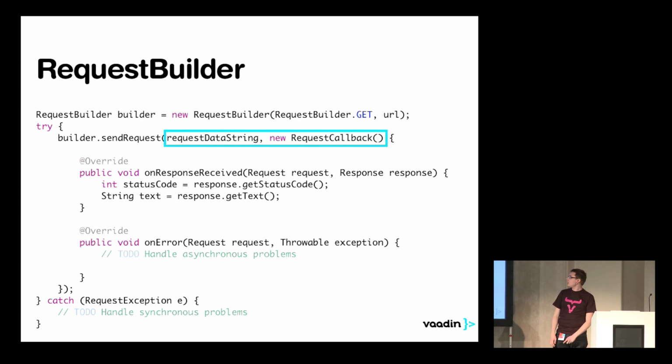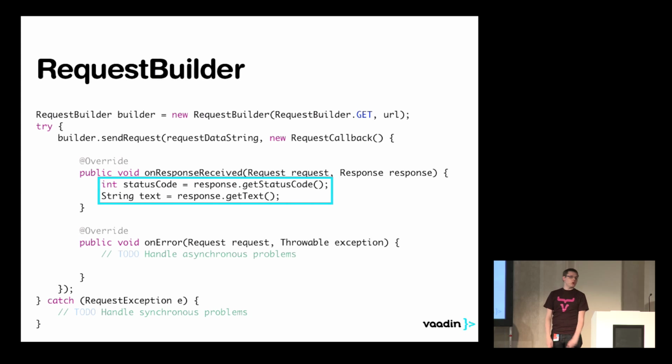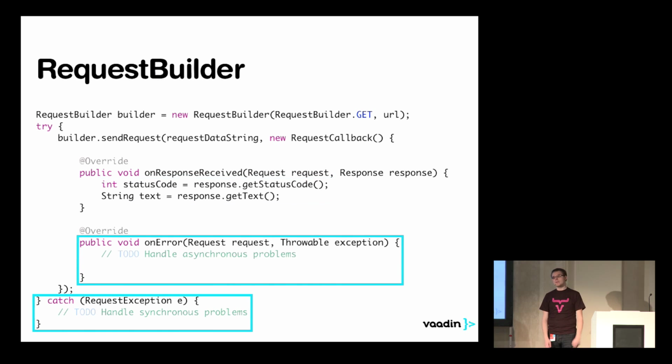Then for the actual sending, you have a string containing whatever you want to send. And when you send it, you give it a callback, because this goes asynchronously. So we don't actively wait until there's a response. When there is a response, the callback gets notified. There you can check the status of the response, get a string with the response back, and then you do whatever you want to do with it.